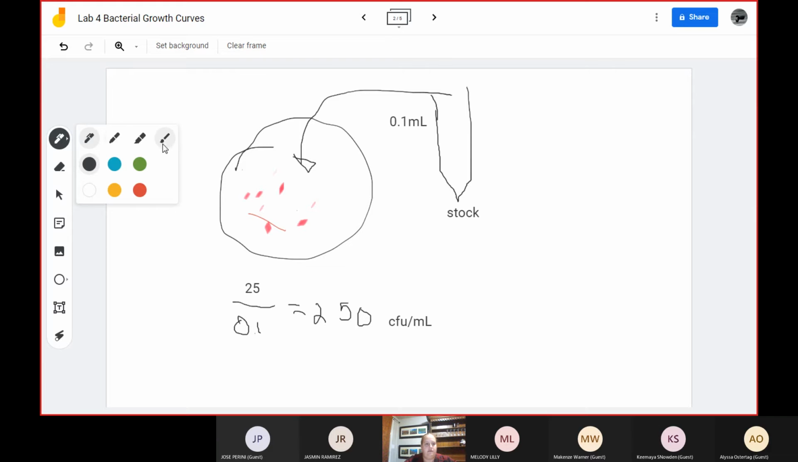So this is if your dilution factor was essentially 10 to the 0. This is what you would do to calculate your CFUs. You would take the number of colonies that you grew on your plate, which would be 25. You would take the amount that you plated, which would be 0.1. You would divide those, and you would get 250 CFU per milliliter.